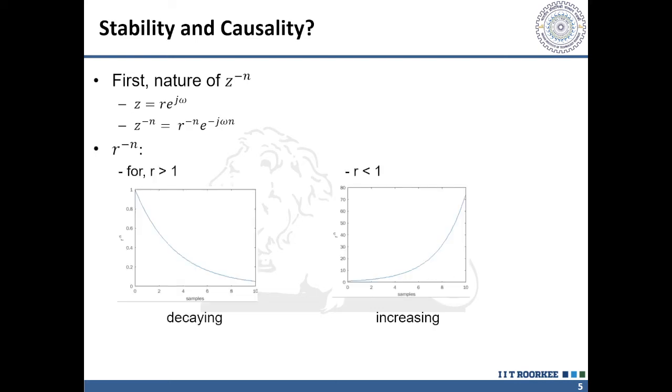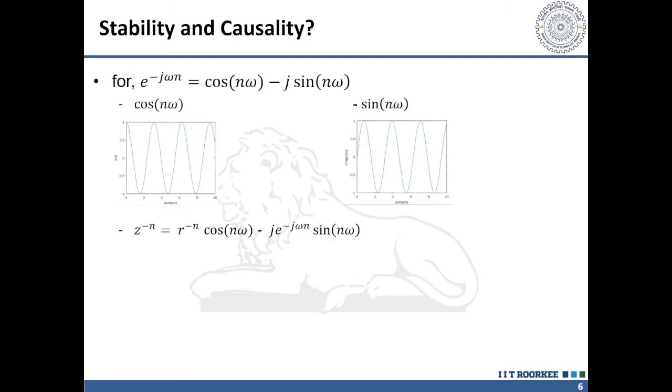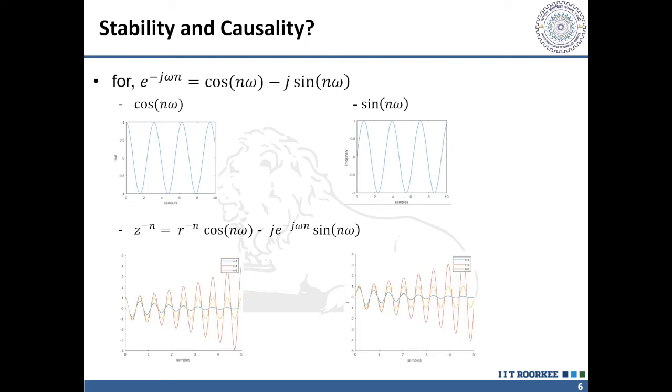First, r to the power minus n. For r greater than 1 we have a decaying graph, and for r less than 1 we have an increasing graph. Now coming to e to the power minus j n omega, we can also write it as cos n omega minus j into sin n omega, and graphs of cos n omega and sin n omega are represented as well. Now z to the power minus n can be represented by the two graphs, where we have a converging graph for r greater than 1, a diverging graph for r less than 1, and a perfect sinusoidal for r equal to 1, for both the imaginary and real values of z.